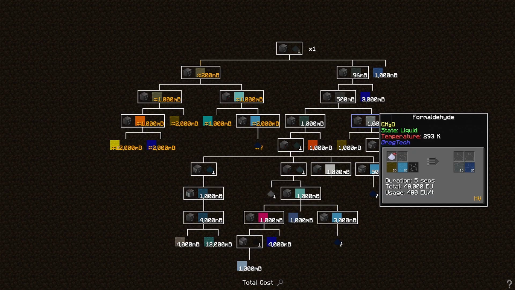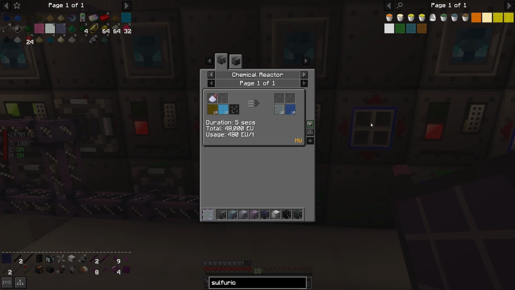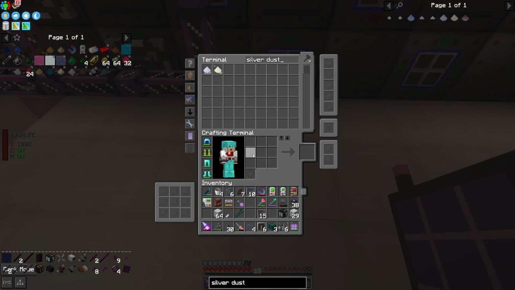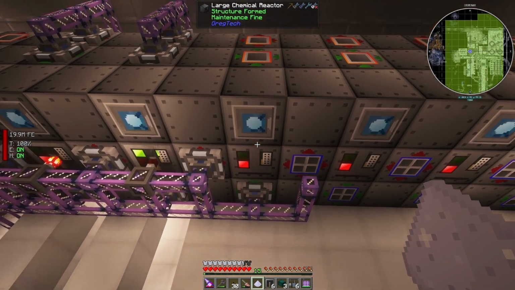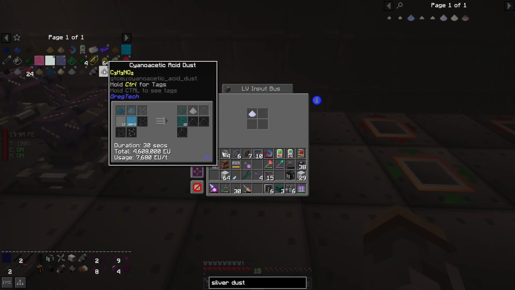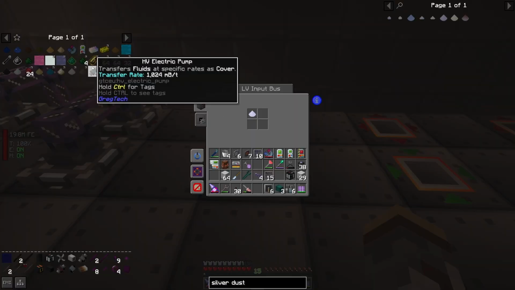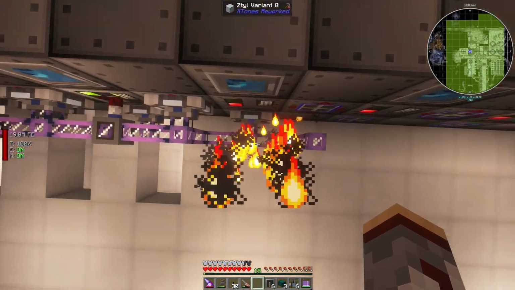Back to what we're doing. So we're going to need the formaldehyde. So that's going to be methanol and oxygen. We're also going to need a piece of silver. Silver dust. Boop. Okay, so, oh, I should probably have gotten the formaldehyde bookmarked. There we go. Okay, so just the methanol and the oxygen.